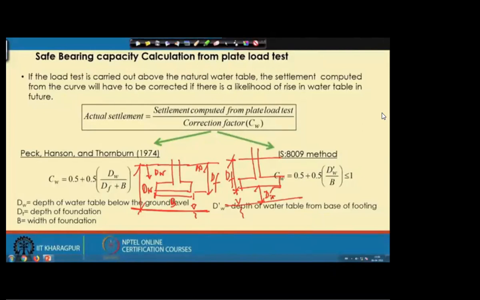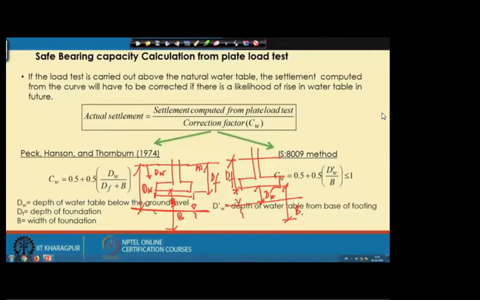So, sometimes dw is limited to the base of the foundation also, but in this case the influence zone is up to df plus B. That I have already explained. Here also the influence zone is up to B. Beyond B, or depth from the base of the foundation, we do not consider the water table effect. So, if the water table is at the base, dw dash is 0, then Cw will be 0.5, and here we can have different values.